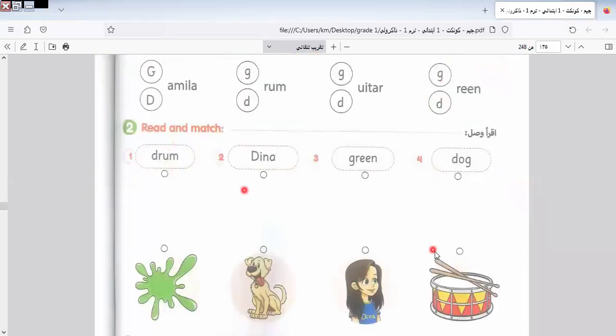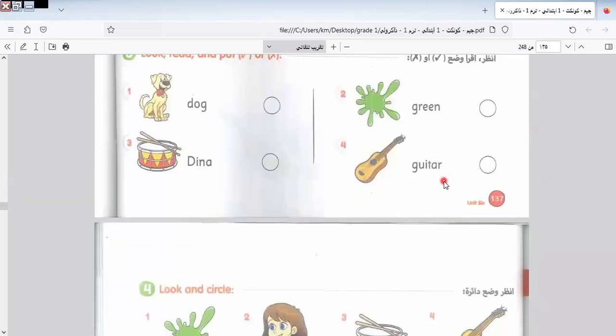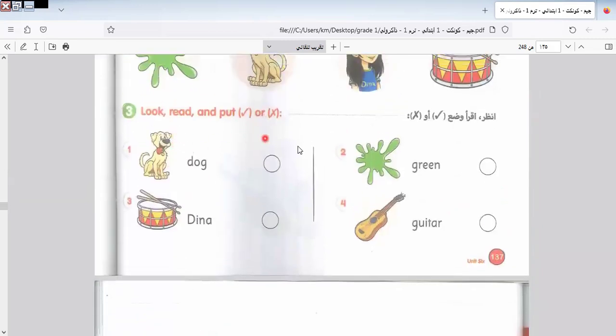Here is drum. Which one is drum? This one by this one. Dina, this one by this one. Green, this one by this one. Dog, this one by this one. Here, you can read and take. What is this? This is a dog. So I put right. Is it Dina? Wrong. It's not Dina. It's drum, not Dina. This is a dog. Green, yes. Guitar, yes. Okay.